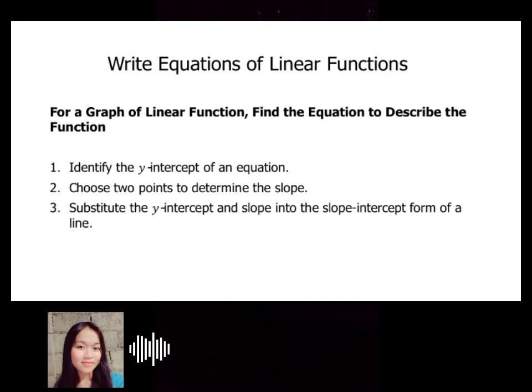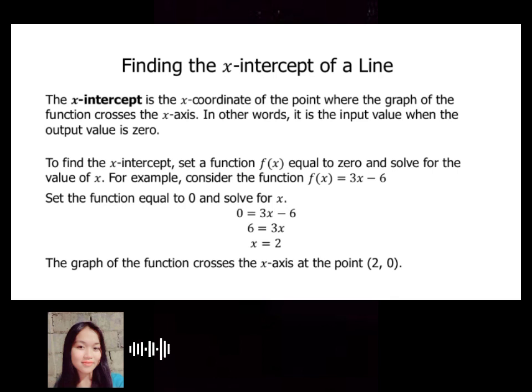Now, let's find out how to find the x-intercept of a line. The x-intercept is the x-coordinate of the point where the graph of the function crosses the x-axis. In other words, it is the input value where the output value is 0. To find the x-intercept, set the function equal to 0 and solve for the value of x.